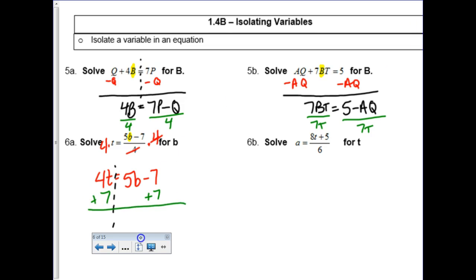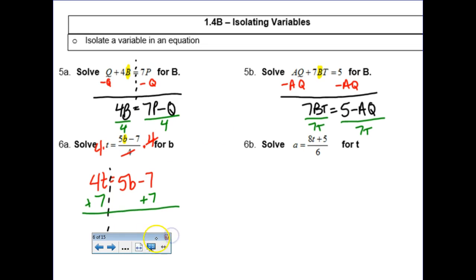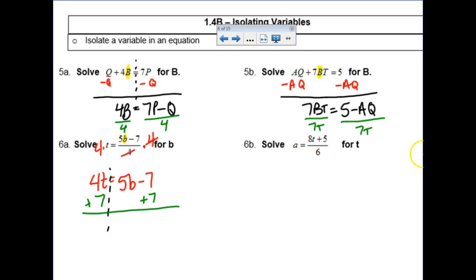Oops, and I'm running out of room. Let me move this. Oh, jeez. Try again. Oh my gosh, be golly. Try again, try again. There we go.